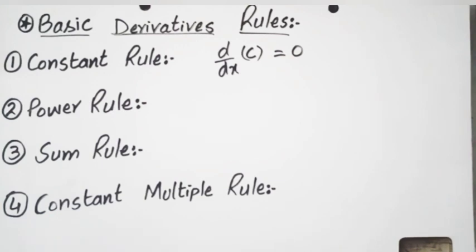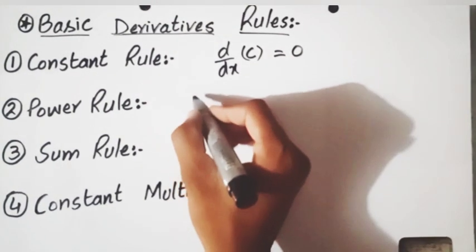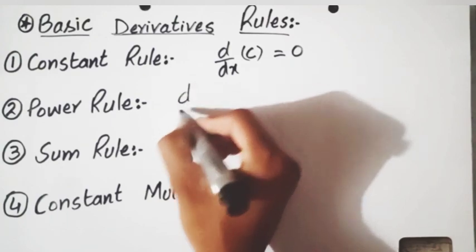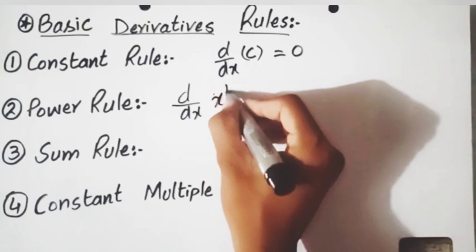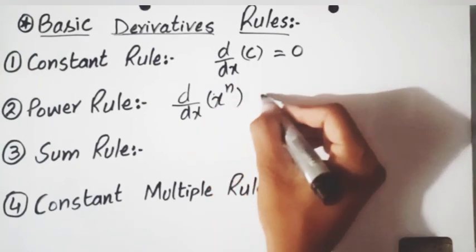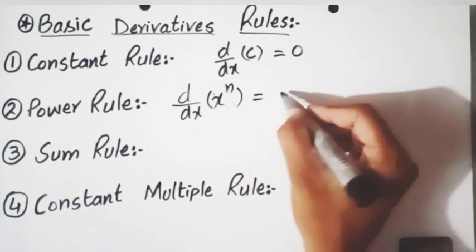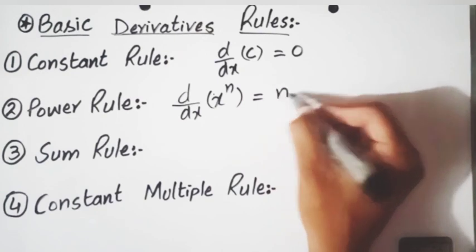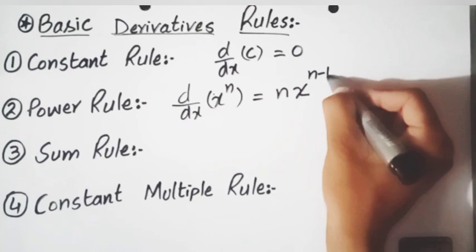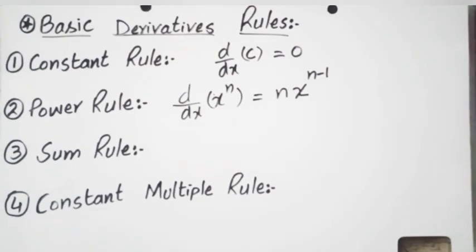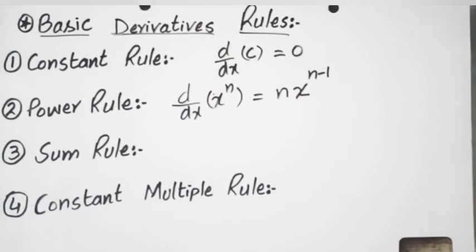Next one is the power rule. For example, we have a polynomial with some power and we want to take the derivative of that. For example, we are taking the derivative of x having power n. So what we do, we just put that power n first, and then write the power one less, n minus 1, on x, and this is called the power rule. That's how we use the power rule to differentiate polynomials having different powers.